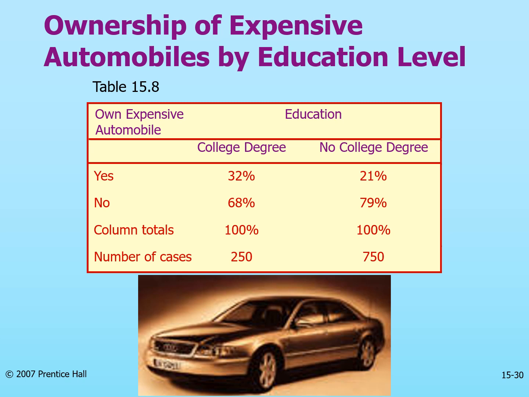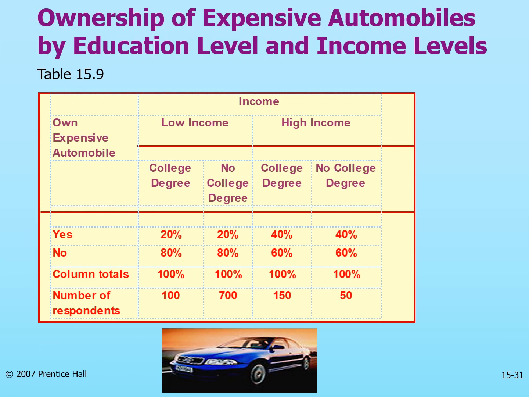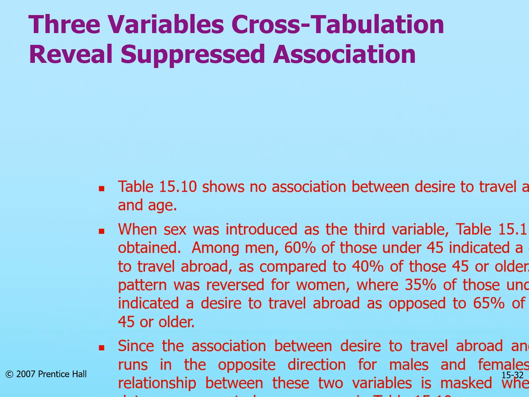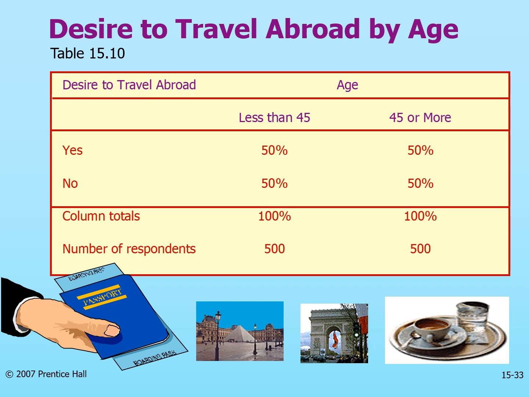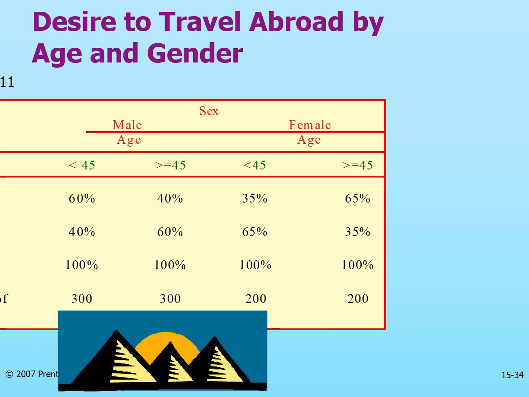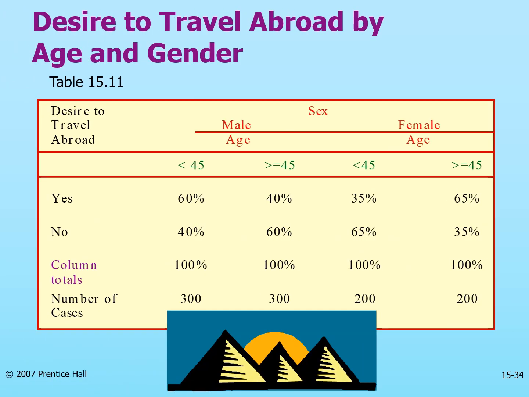Then with and without a college degree, and who have expensive automobiles, what we discussed in the earlier session. Then we have taken the desire to travel also based on age. Above 45, more male members are interested to go abroad, while it is less so in the case of females.